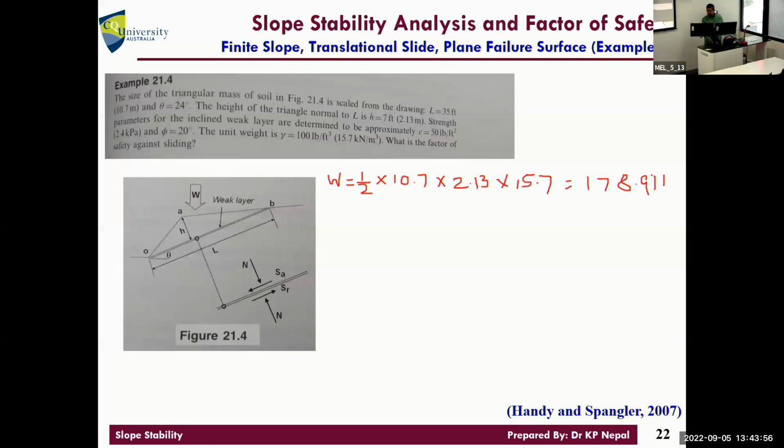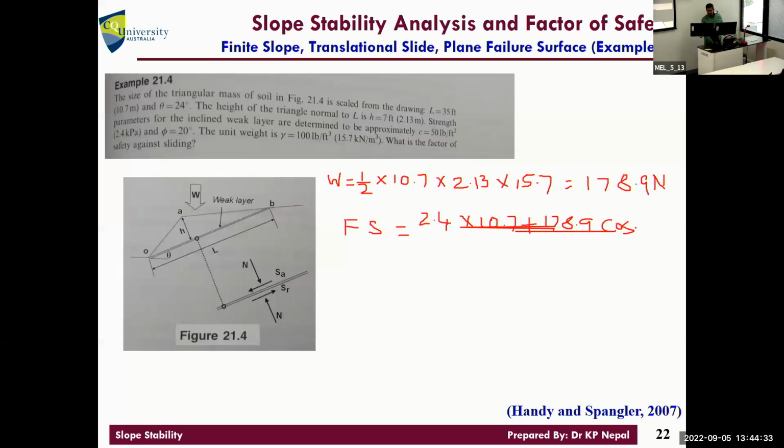So now calculate factor of safety. Can anybody give me the equation now? Factor of safety equals C dash L, plus W cos alpha tan phi. C dash is 2.4, times length, which is 10.7, plus W, 178.9, which we just calculated, times cos alpha.